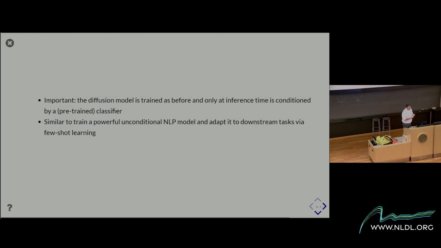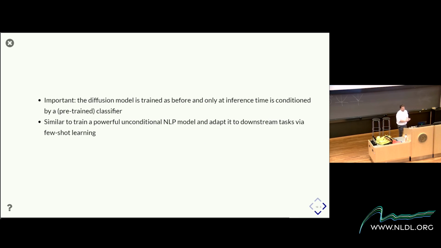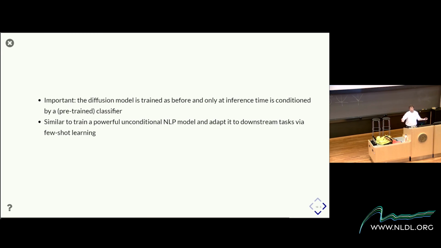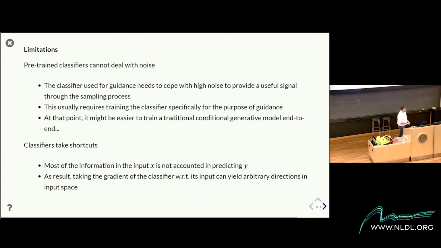What I want to say is that the diffusion model is trained as before, and only at inference time is conditioned on this pre-trained classifier. This is similar to training a powerful unconditional NLP model and then adapting it to a downstream task with few-shot learning. So we have these two elements which are trained independently, and then we just put them together at inference time. But now we get to some limitations, which are those that you were suggesting.